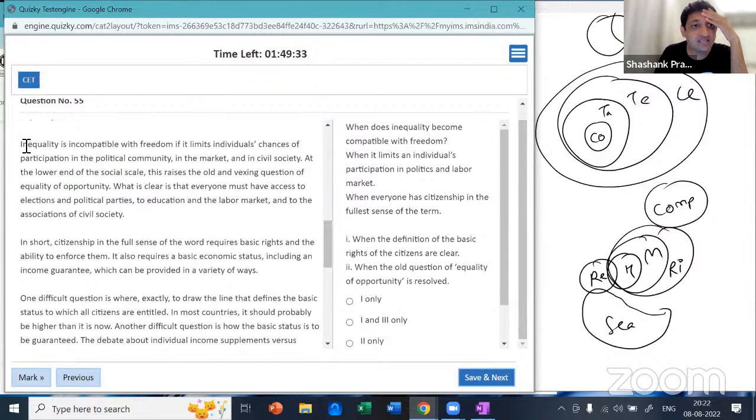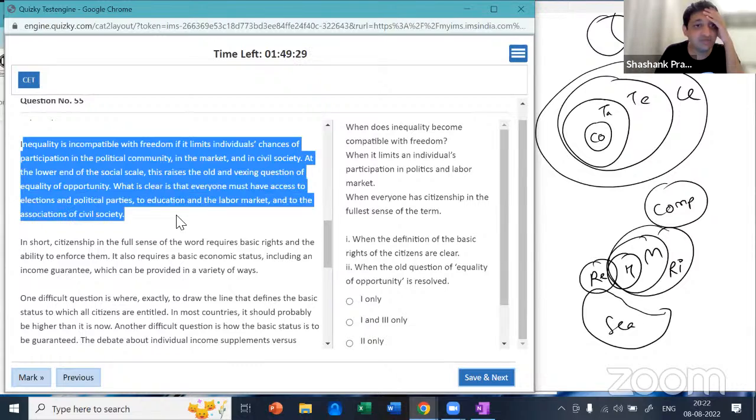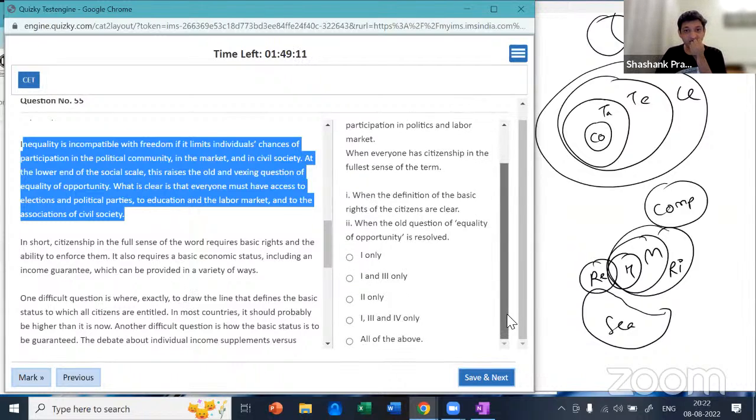Okay, it is incompatible with freedom if it limits individuals' chances of participation in the political community. Everyone must have access to elections and political parties, education, and the labor market. Then the whole question of equality of opportunity is resolved. Okay, I think that 4 is a decent one.